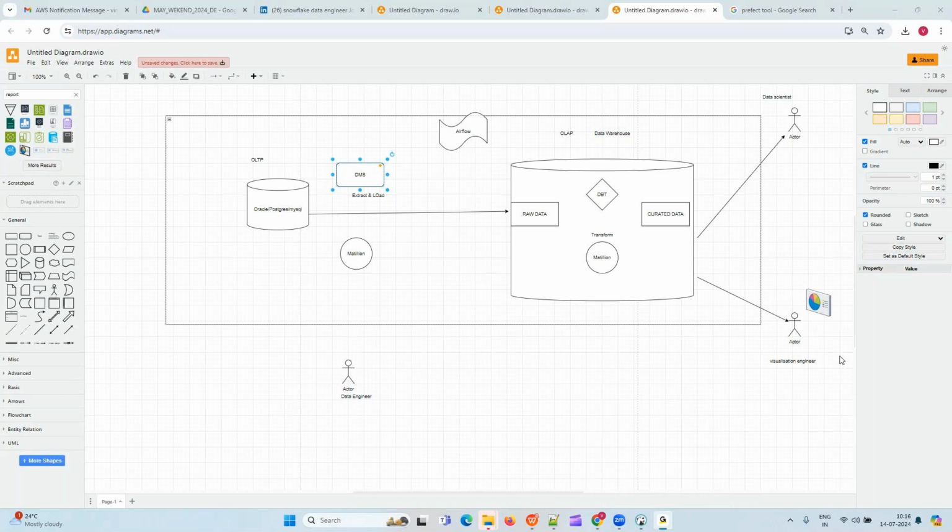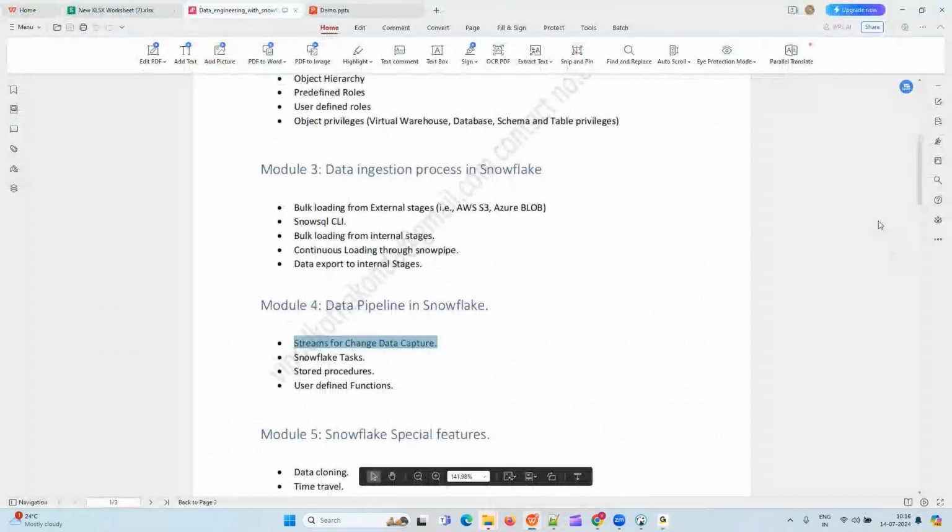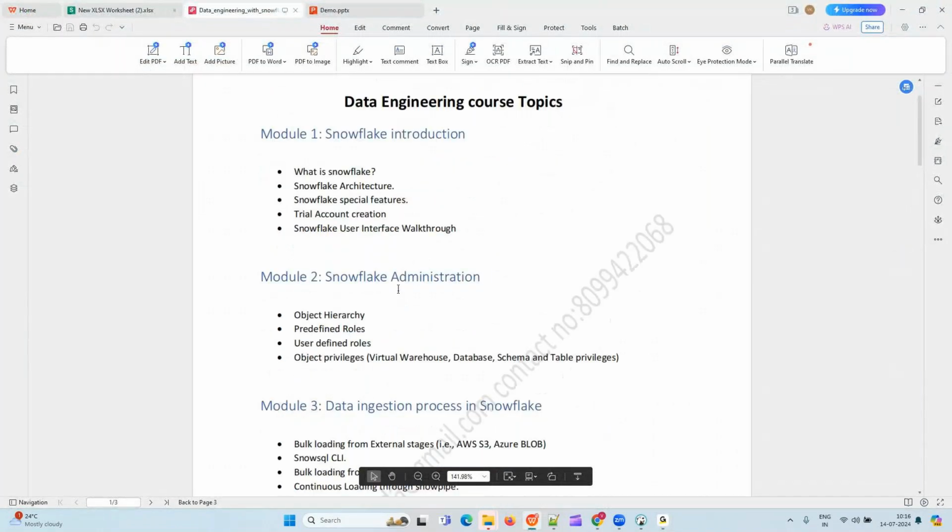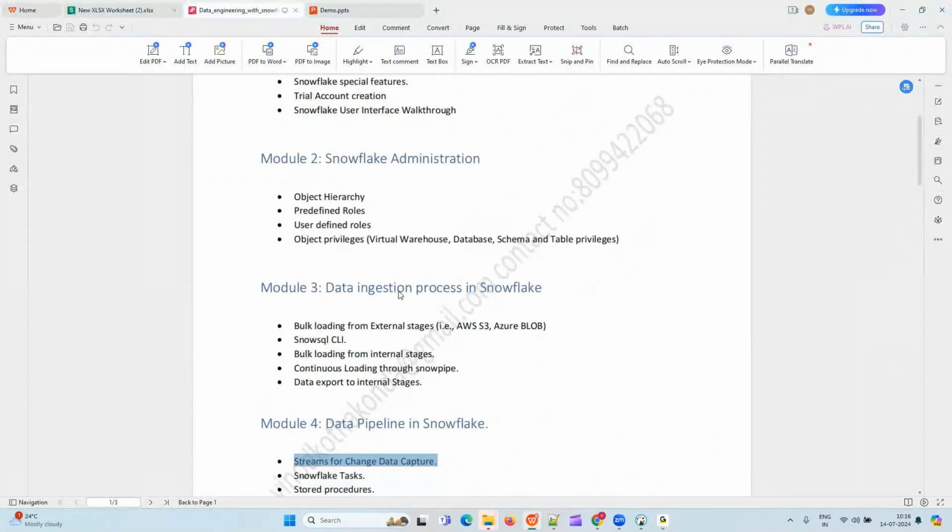When will the session on full data ingestion start, sir? It will start module wise, once we regularly start the sessions. So you're starting to talk about Snowpipe. That is there in the data ingestion module 3.